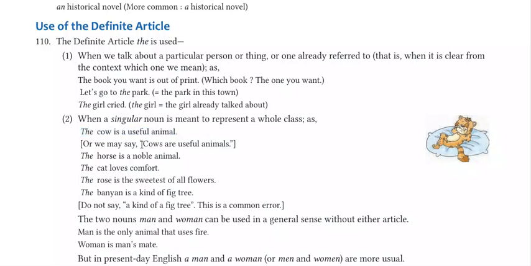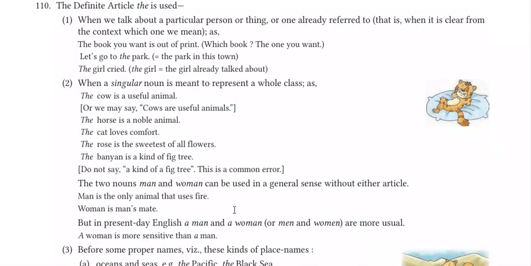Or we may say cows are useful animals. Both are right. The horse is a noble animal. The cat loves comfort. The rose is the sweetest of all flowers. The banyan is a kind of fig tree. Don't say a kind of fig trees. That is a common error. Right? If you use a with that, it will be a common error.